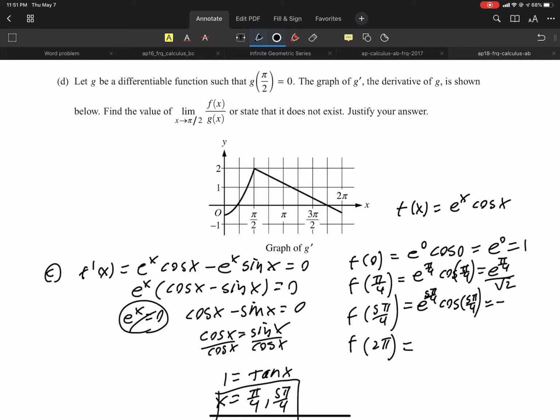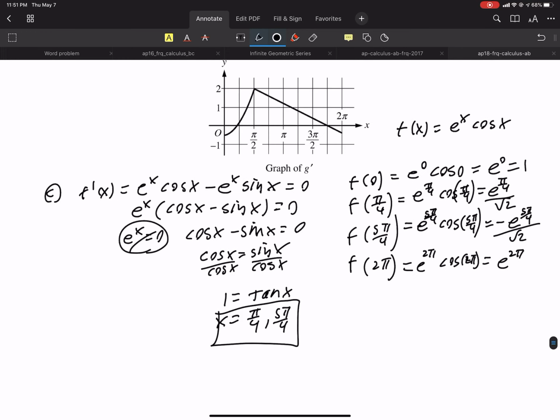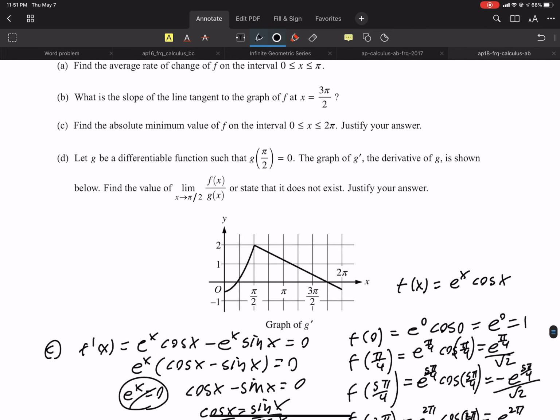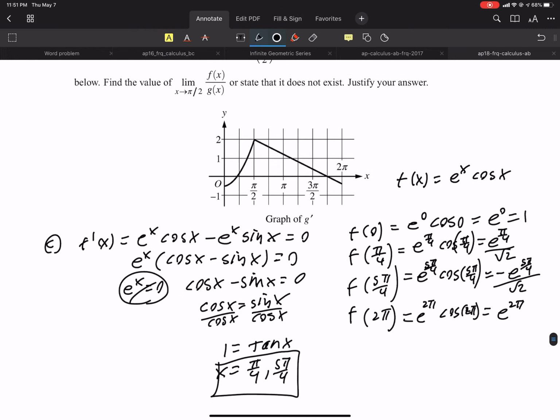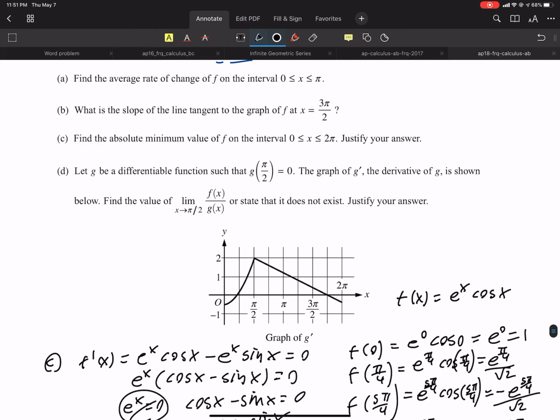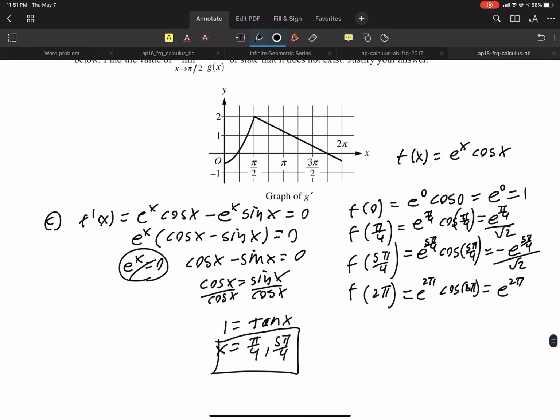So that's going to be negative e to the 5 pi over 4 over radical 2. And 2 pi, e to the 2 pi cosine 2 pi, but the cosine 2 pi is just 1, so it's e to the 2 pi. So we wanted the what? The minimum or the maximum? The absolute minimum. There's only one negative, and they want the absolute minimum value, not where the x coordinate occurs. We are done. If you look, that's the only negative.